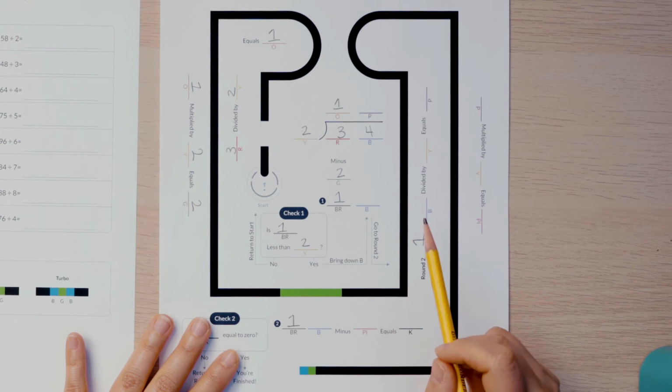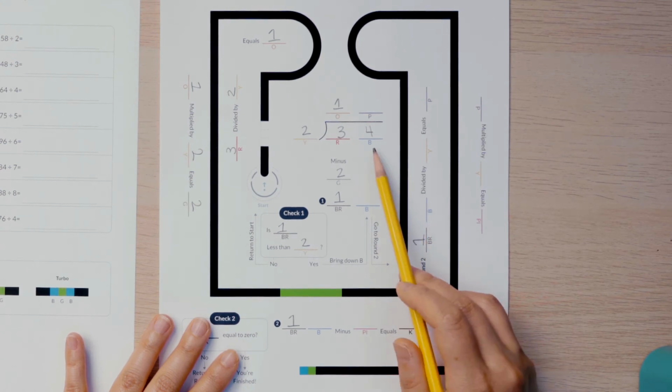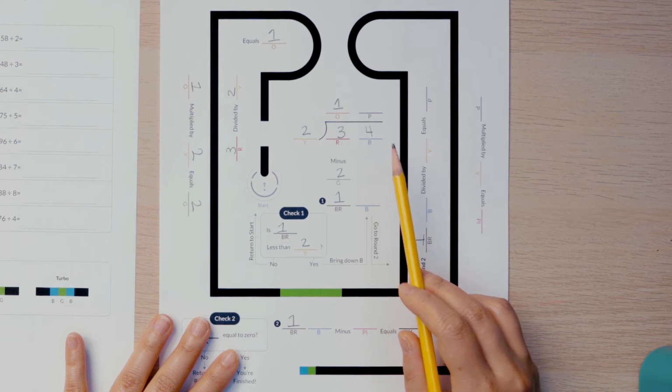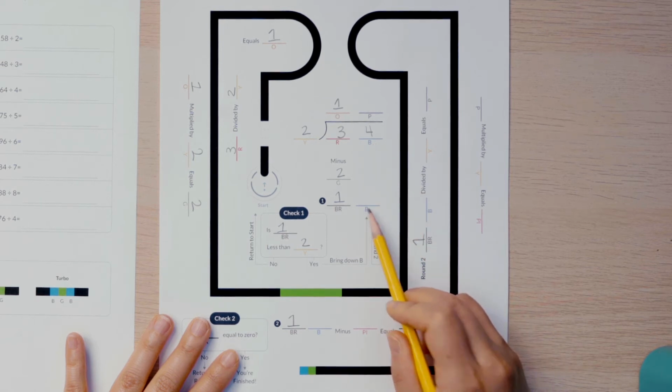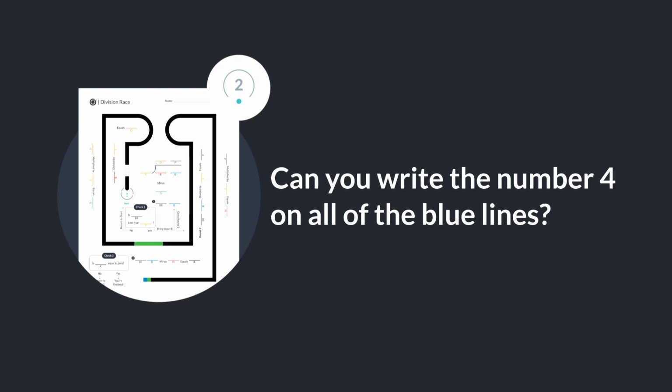Since the answer to your check question was yes, the next step is to bring down the number from the ones place in the dividend, which is on the blue line. We should now have the 4 on the blue line next to the brown line. Can you write 4 on all of the blue lines?